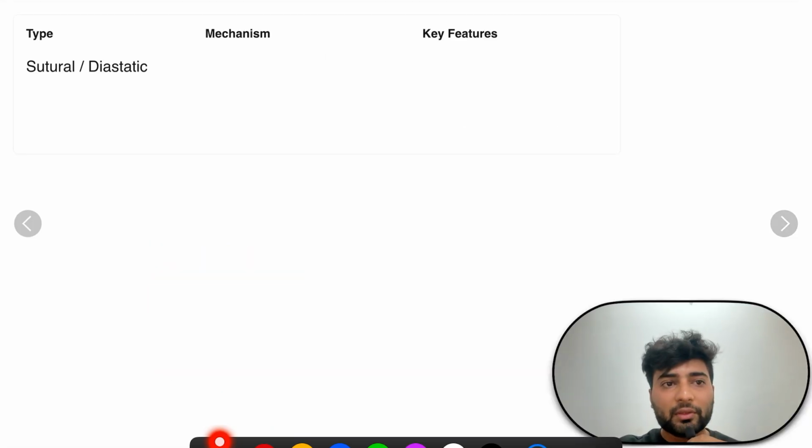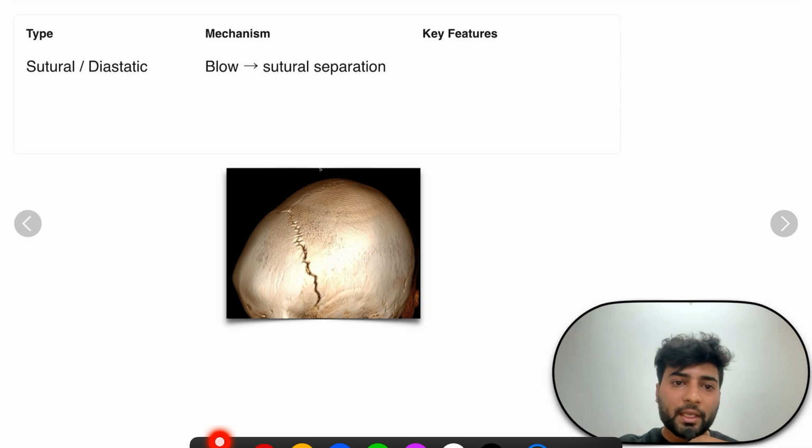Okay. So the next one is sutural or diastatic fracture. See, here you can see that the fracture is along the suture lines. So whenever, let's say there is a blow here, the fracture line is along the sutures. So sutures are getting separated.